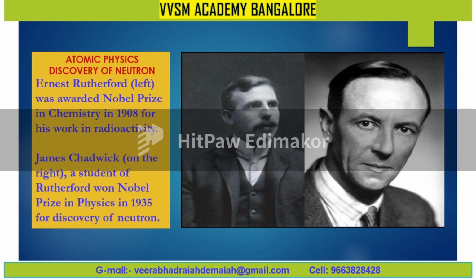And these are two great persons. Ernest Rutherford, on the left, was awarded the Nobel Prize in Chemistry in 1908 for his work on radioactivity. Well, this is another great scientist, James Chadwick, on the right, a student of Rutherford, who won the Nobel Prize in Physics in 1935 for his discovery of neutrons.